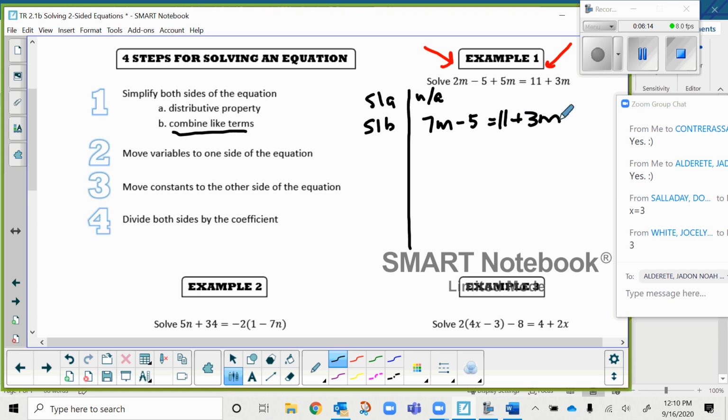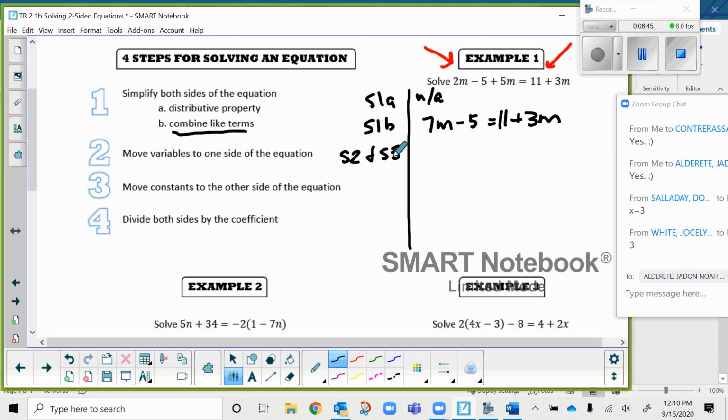And on the right, nothing combines. It just is going to stay like that. And then step 2 says move variables to one side of the equation. And step 3 is to move the constants to the other side. In the warm-up, I did that in 2 separate steps. But from here on out, I'm going to combine them into one step. So I'm going to do step 2 and step 3 at the same time.